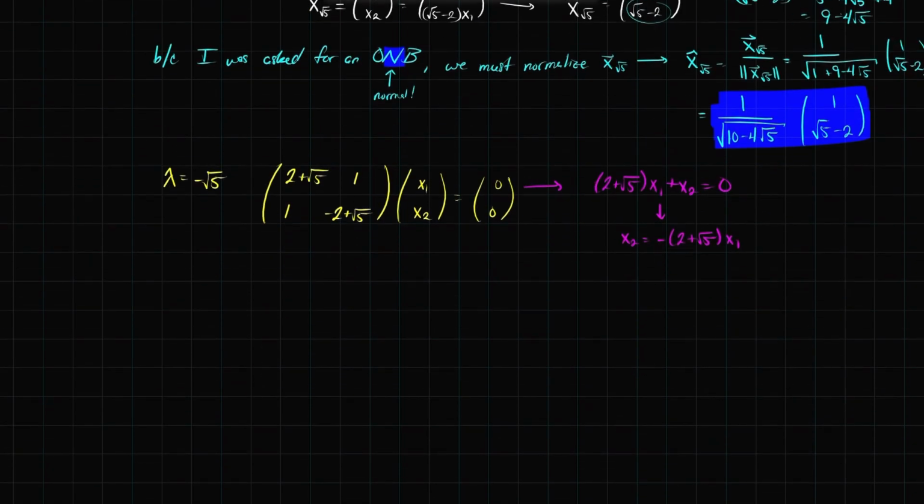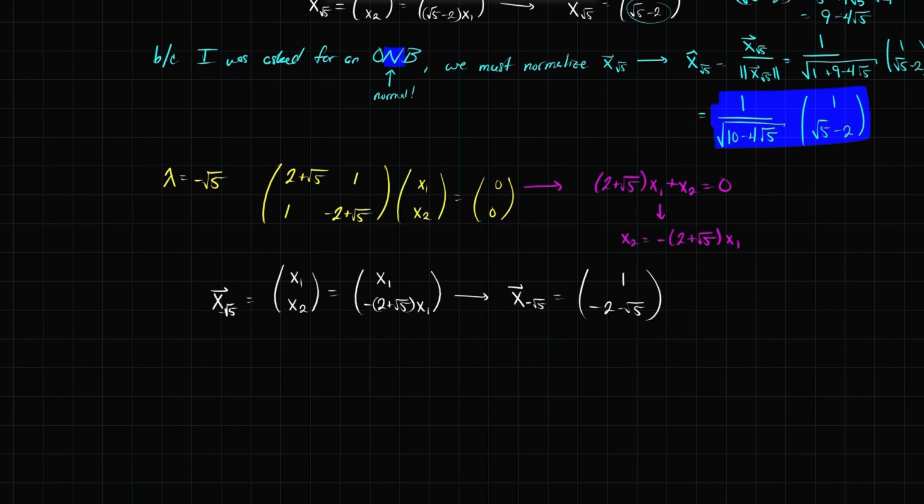That's my relationship. So I have the vector x corresponding to negative root 5 is x1, x2, which I know x2 in terms of x1 is negative 2 plus root 5, x1. And if I let x1 be 1, I have that x corresponding to negative root 5 is the vector 1 and negative 2 minus root 5. As before, this needs to be normalized.